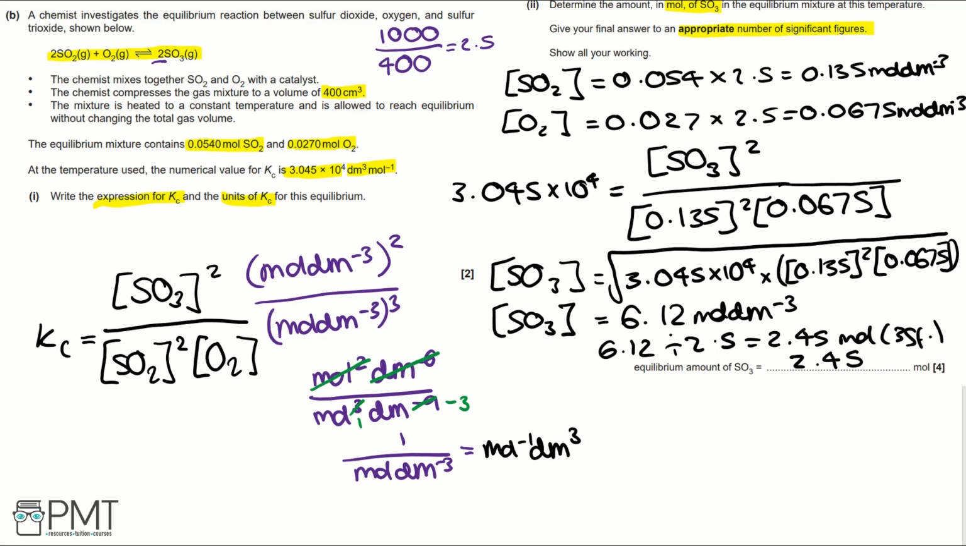To get the 4 marks for this question, you need to work out the concentration of sulfur dioxide and oxygen. That gets you 1 mark. Then rearranging the expression for Kc to work out the concentration of sulfur trioxide, that gets you 2 marks. And then finally, taking the concentration and dividing by 2.5 gets you your final 4th mark.